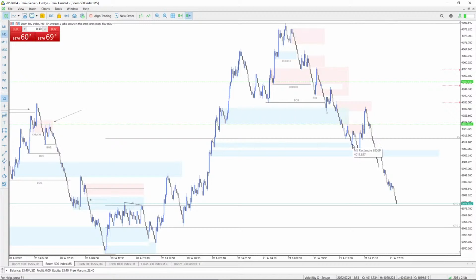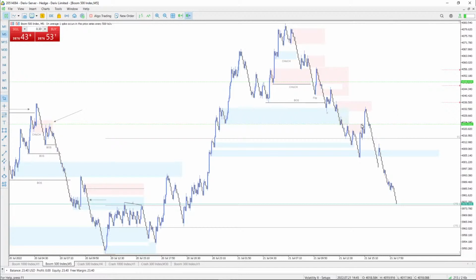So price did give a very nice reaction to the upside here after breaking the structure and tapping into this demand zone, and then price pulled all the way, cleared liquidity on this demand zone, and pushed right through into this zone that caused this break of structure.